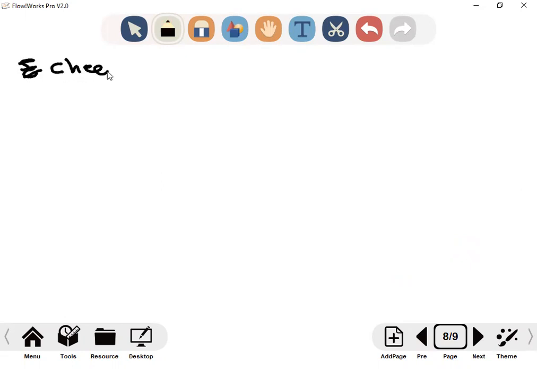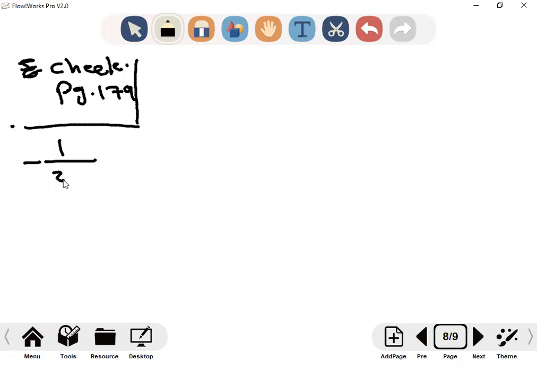Sorry, the check. Page 179, right? Come on, focus with me. Which of the following is the decimal form of negative 1 over 25? So we have negative 1 over 25 like this. We said the negative, I always give it to the 1, but here, don't give it, just put it in the answer. And go by the side and make your division.